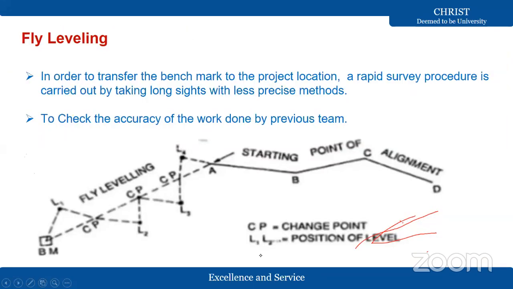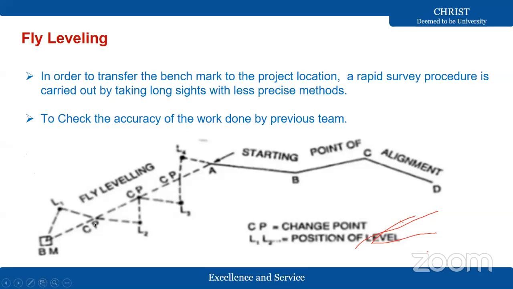Then fly leveling. As I told you in the beginning, if you don't have a benchmark in your local area, I need to transfer the benchmark from nearby areas. So I conduct a very rapid, very quick survey to transfer the benchmark from the place where it is to the project area. That is called fly leveling. Otherwise, if one team has already finished the survey work and I want to check whether they have done it properly, then also we do fly leveling to check the accuracy of the work done by the previous team.